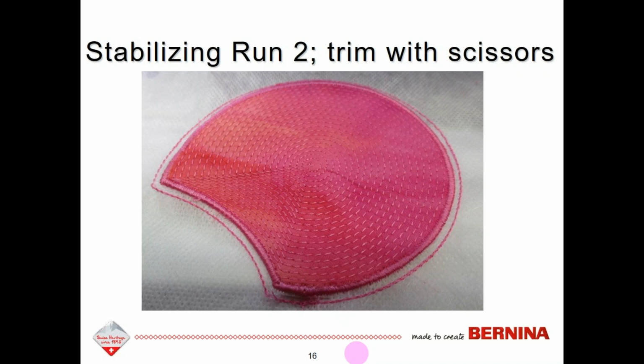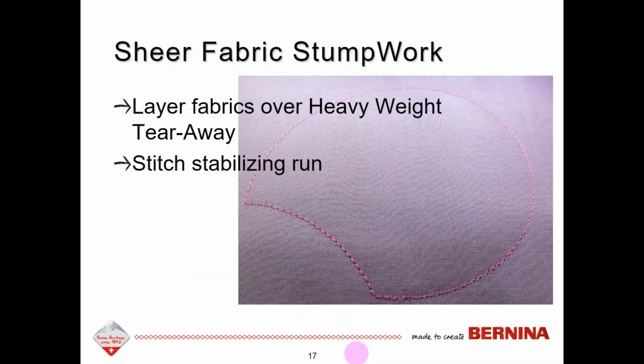Now, you can use the CutWork tool to cut, or you can trim with scissors. And for the 2 fabric StumpWork petals, I chose to trim with scissors. For the sheer fabric, I used 3 layers of sheer fabric, and I used different colors. I had a pink and a dark pink and a medium pink. I layered those fabrics over heavyweight tearaway. And I used heavyweight tearaway because I wanted to use the CutWork tool with this.